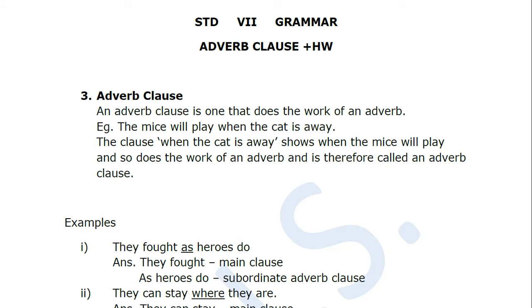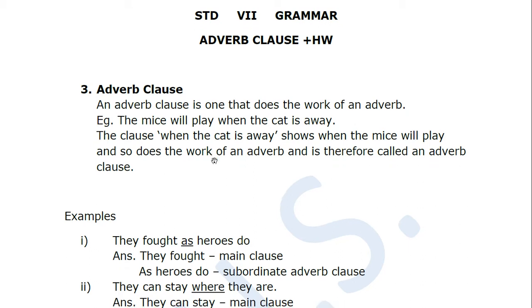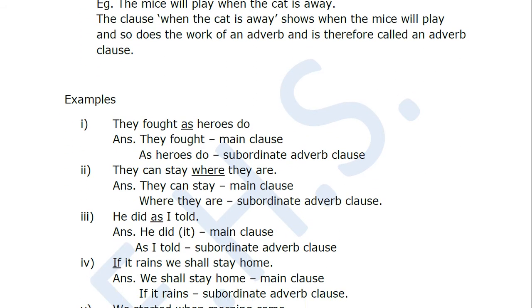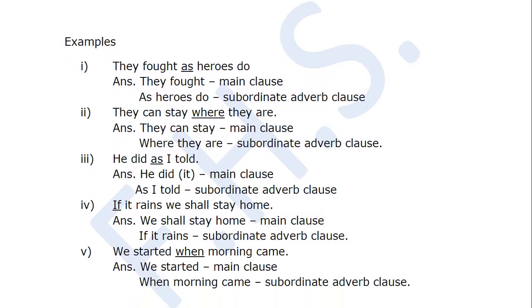Now how do you know what sort of a subordinate clause? If you see in your main clause there is the action play, right? Now, does this subordinate clause tell you more about the play? Yes, it tells you when the action will take place, when the cat is away. So, it's telling you more about this action, that is the verb, and so it's doing the work of an adverb. The clause when the cat is away shows when the mice will play, and so does the work of an adverb, and is therefore called an adverb clause. Now let's see some more examples.